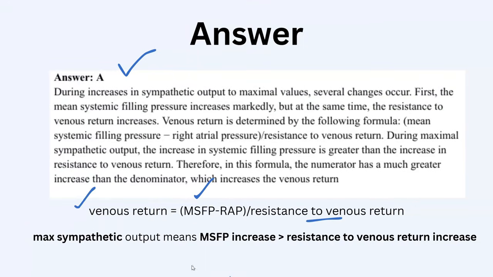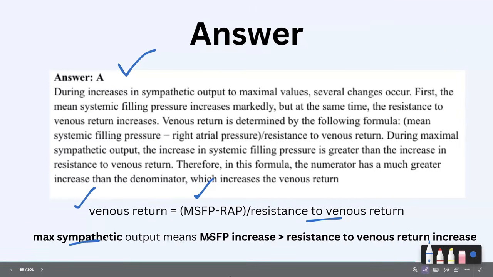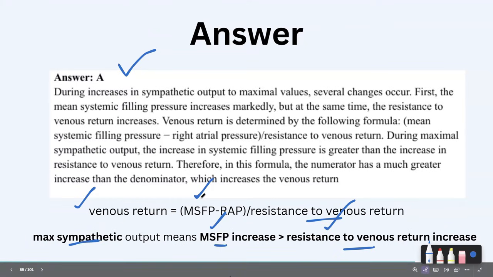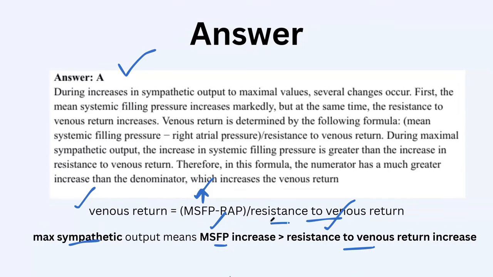venous return, okay? So in max sympathetic output, you also have MSFP increase, and you also have resistance to venous return increase, which means that you have venoconstriction of the large veins, and you also have constriction of the arterioles. However, the venoconstriction is way more than the arteriolar constriction, okay? So MSFP is more than this. Okay, so that means your venous return is going to increase.